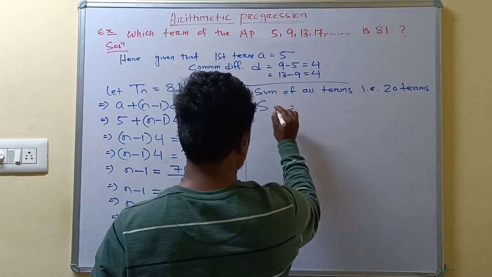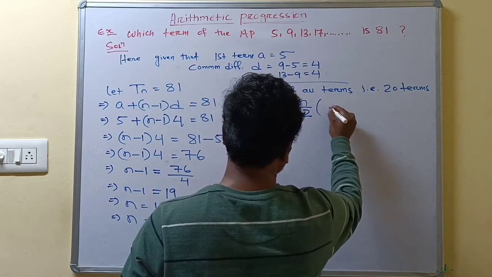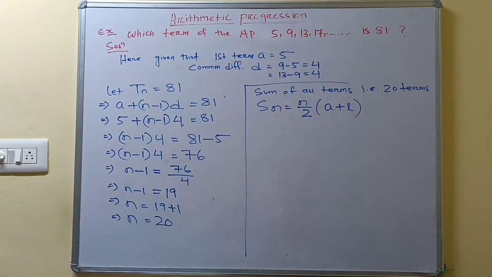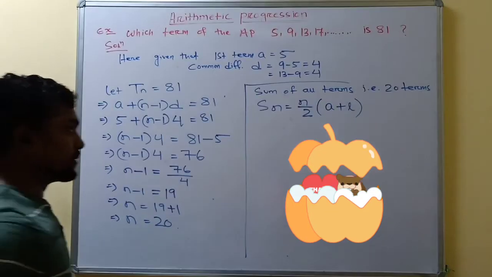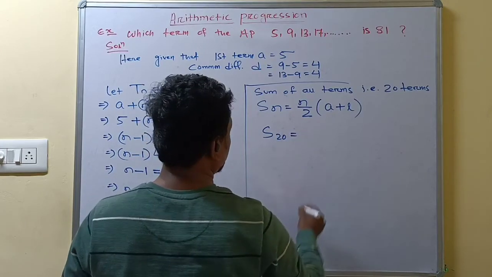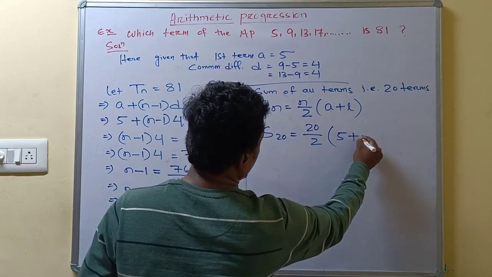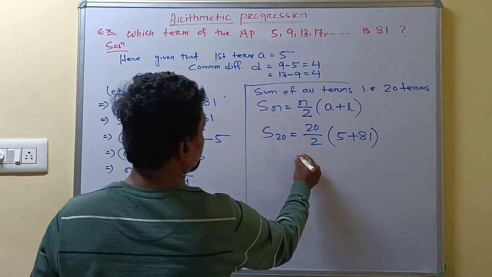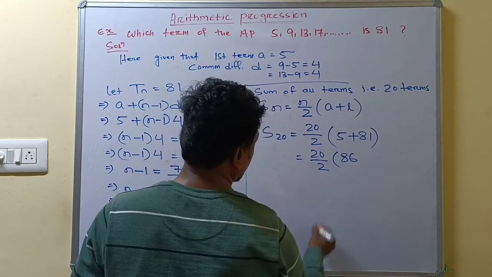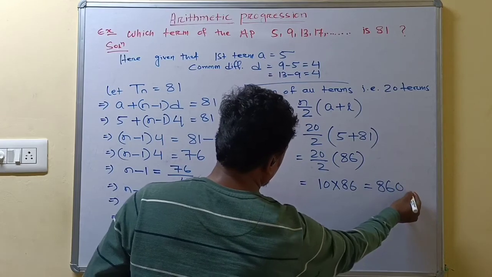You know what is the formula for Sn? Sn is equal to n by 2 whole into (a plus l). You will use the first term and the last term. You already know the value of n here. So S20 equals 20 by 2, here the first term is 5 and the last term is 81. Okay, so it will become 20 by 2 into 86. Then it is 10 into 86 is equal to 860.